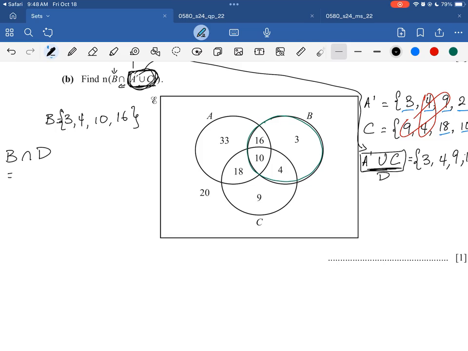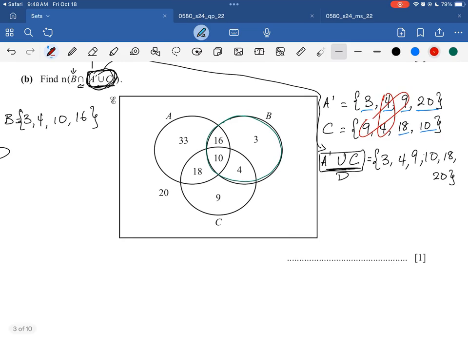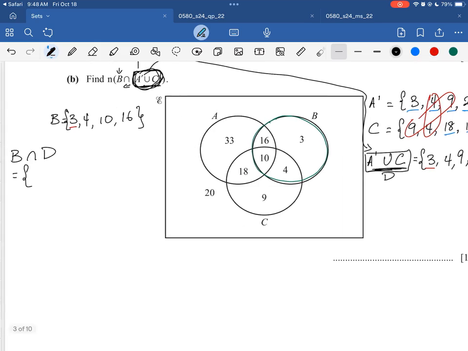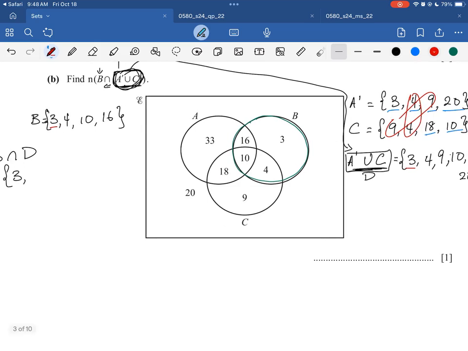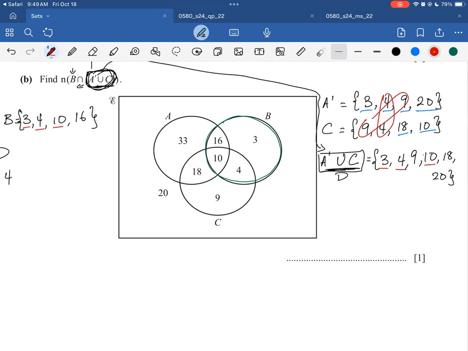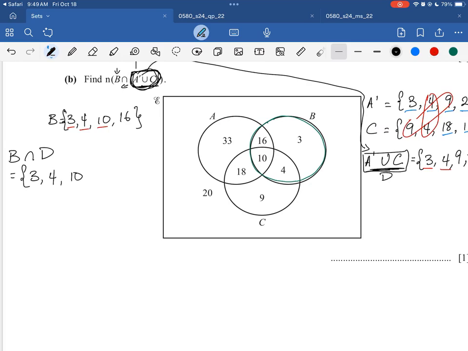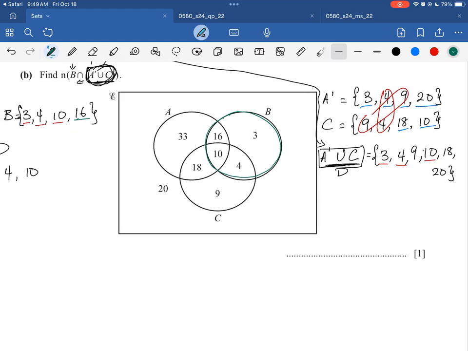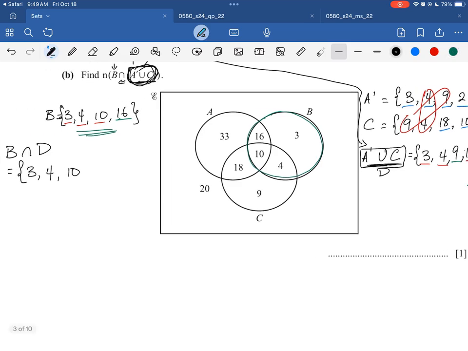So that would be, let's look closely. 3 is here, 3 is also here. So this is 3, right? 4 is here, 4 is also here. You have 4. 10 is here, 10 is also here. You have 10. And let's look at the other ones. This is 16. There's no 16 here. And if you go the other way, this is 9. There's no 9. This is 18. There's no 18. This is 20. There's no 20. So these are the only numbers that overlap between B and A union C.